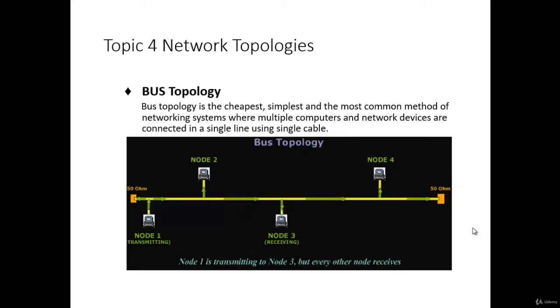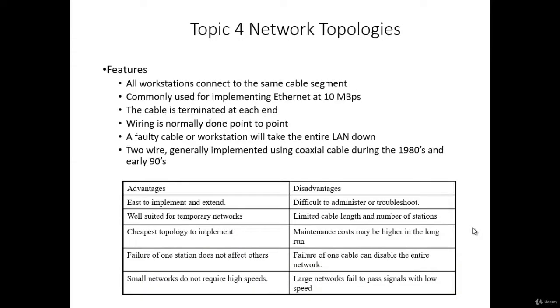Bus topology is the cheapest, simplest, and the most common method of networking system, where multiple computers and network devices are connected in a single line using a single cable. Features: all workstations connect to the same cable segment, commonly used for implementing Ethernet at 10 Mbps. The cable is terminated at each end.